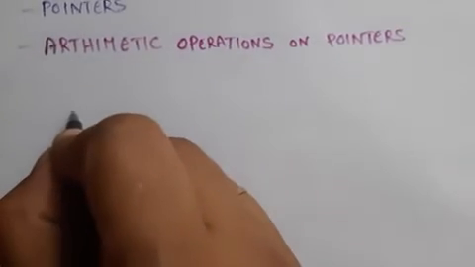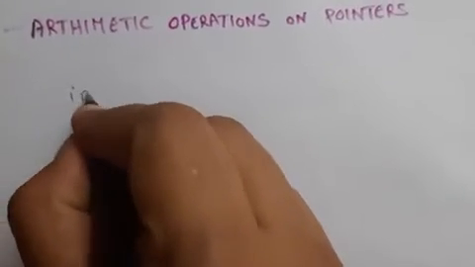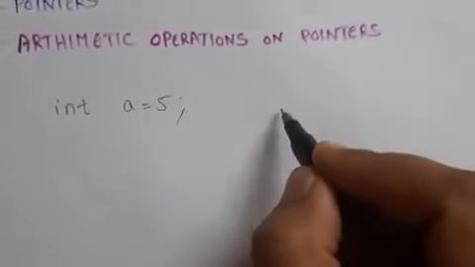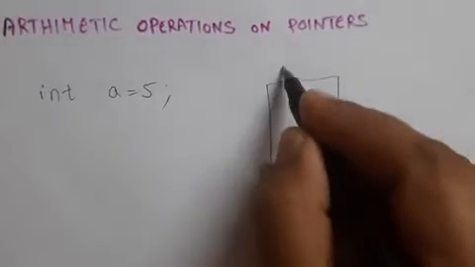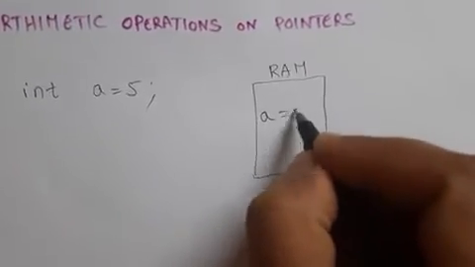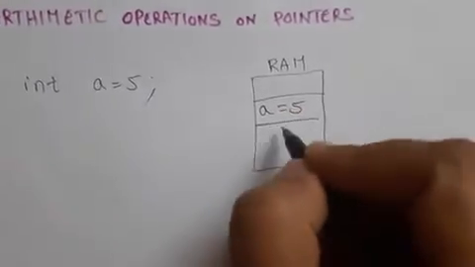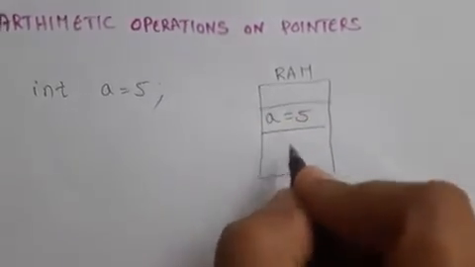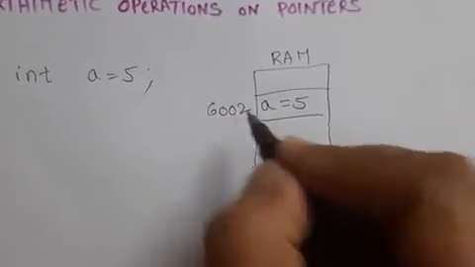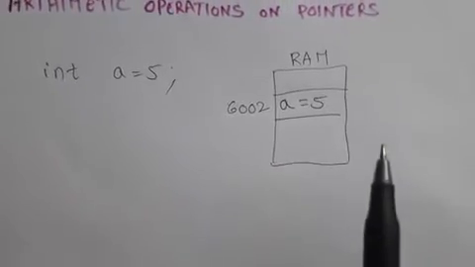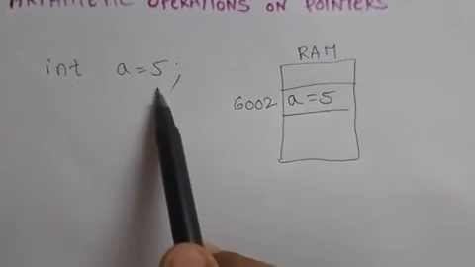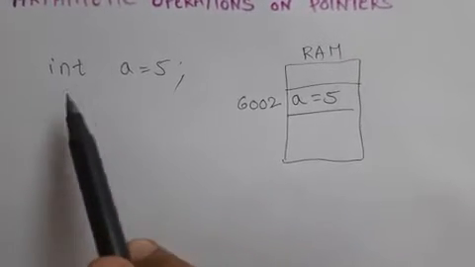So let us see, if you declare any variable int a is equal to 5, it means in memory, that is in RAM, you are storing the variable a somewhere with the value 5. In the RAM stack place you are going to store a value 5. So in some location, let us take 6002, you are going to store the value. So a normal variable is the one which stores a value.